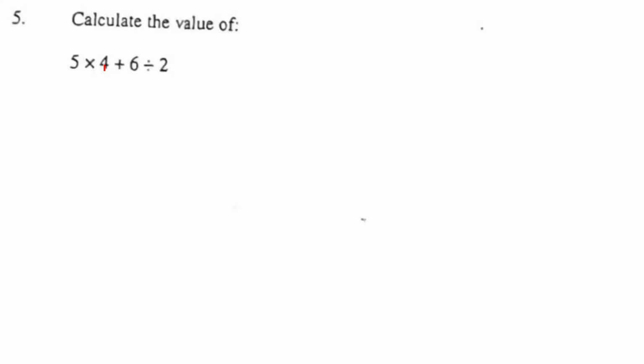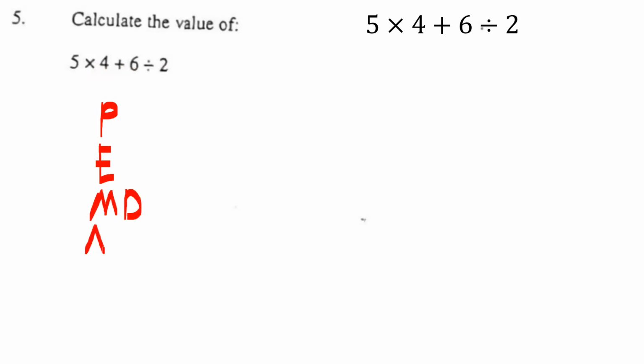Here it says calculate the value of 5 times 4 plus 6 divided by 2. This is indeed an order of operations problem. So that's PEMDAS: parentheses, then exponents, then multiplication or division, and then addition or subtraction. The way it works is that you first figure out, is there any parentheses? There are no parentheses in this question, so we don't have to do that.